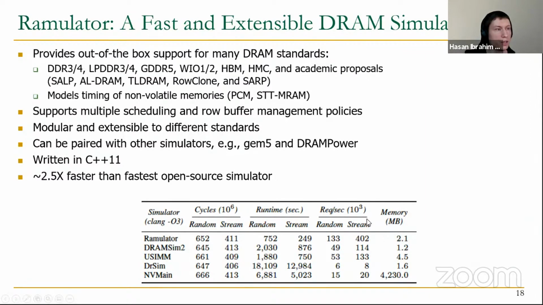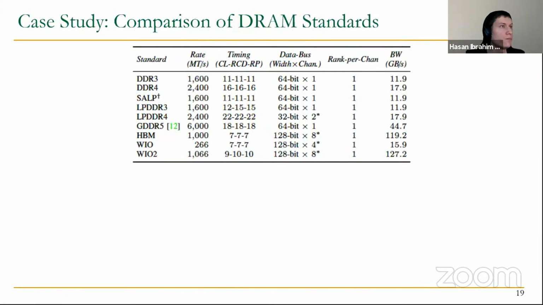Yeah, and so here we also have a metric, requests per second, which basically indicates the throughput of the simulator, right? So how many thousand requests are serviced per second. And the last column is showing the memory consumption of the system that is running the simulator. And you can see that it is also very low, which is a good thing. Okay.